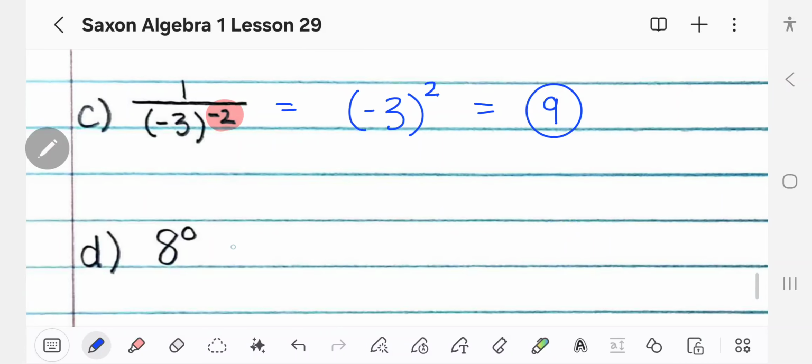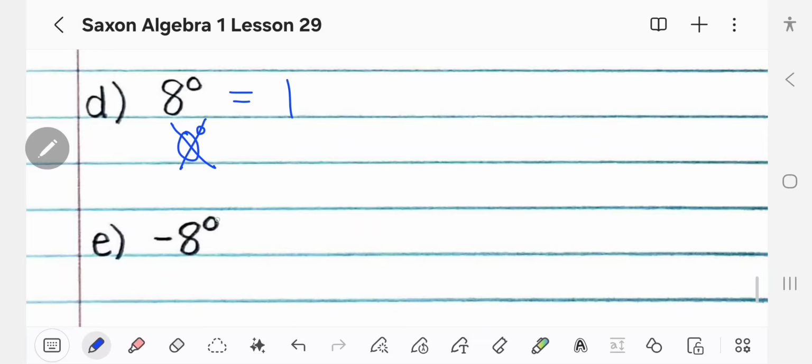Anything to the 0 is equal to 1, unless that number were 0, which has no value, remember. Here, what's your base? This had a base of 8 to the 0. This also has a base of 8. This is not negative 8 to the 0. This is the opposite of 8 to the 0. You got to think about it that way. 8 to the 0 is a 1, and then you take the opposite, which is negative 1.